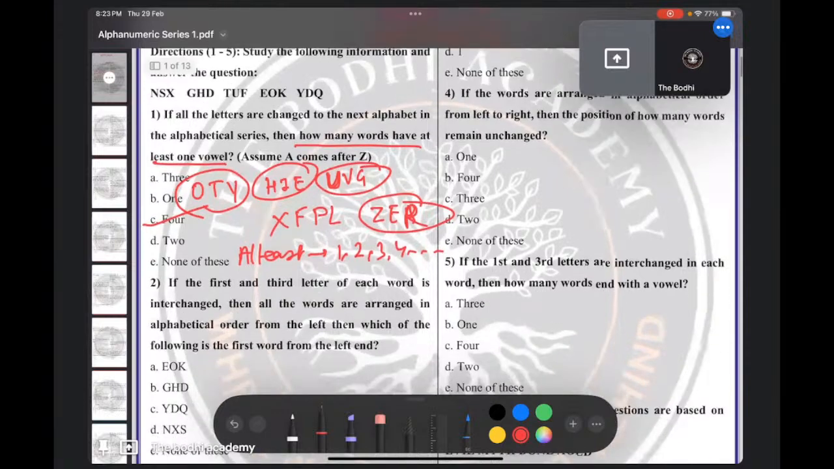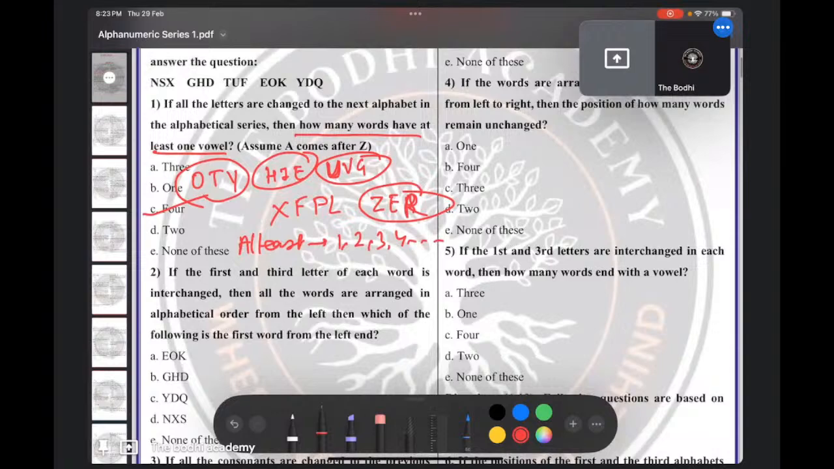Okay. Next question. If the first and the third letter of each word is interchanged, then all the words are arranged in the alphabetical order from left, which of the following will be the first word from the left hand? So first thing first, we will interchange the first and the third letter of each word. So it will become like this.